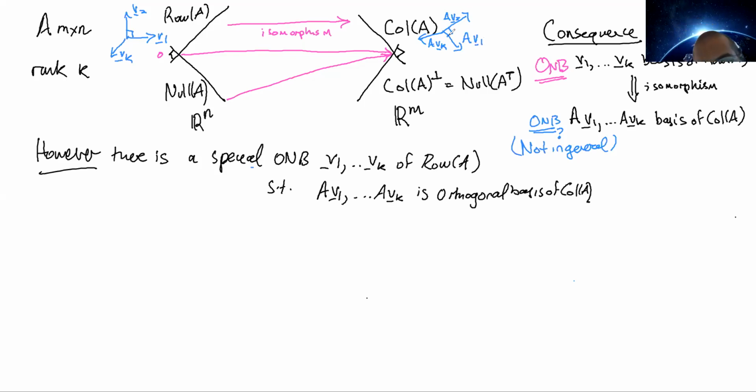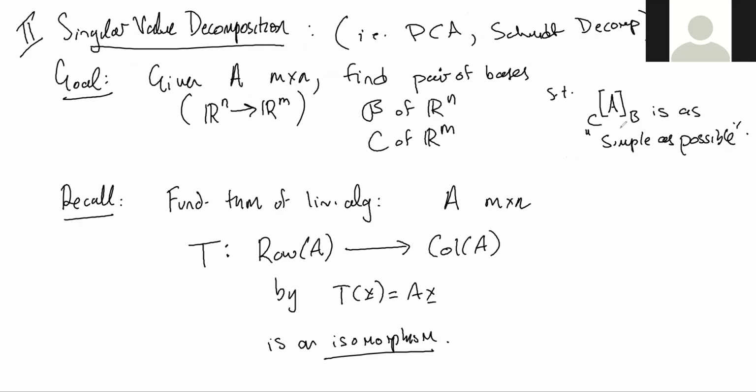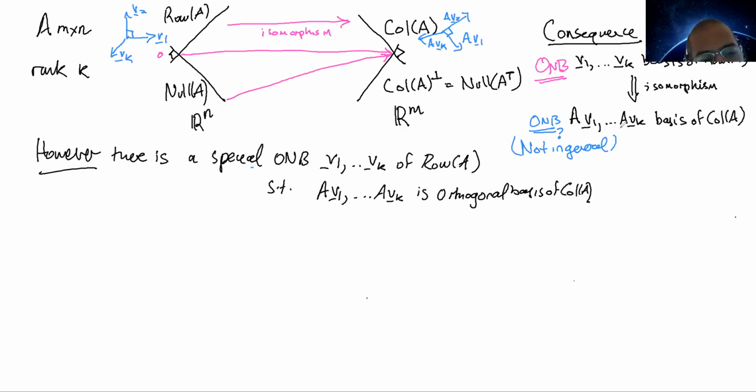Any questions about the setup? Can you go back to the last slide real quick? Sure. Okay, so what's the idea here? AVi is just orthogonal, not orthonormal yet, but we will make it orthonormal by normalizing it. That's already pretty good, right? If you take a general orthonormal basis, it'll get mapped to something that's not even orthogonal.